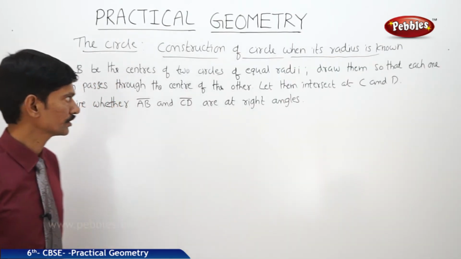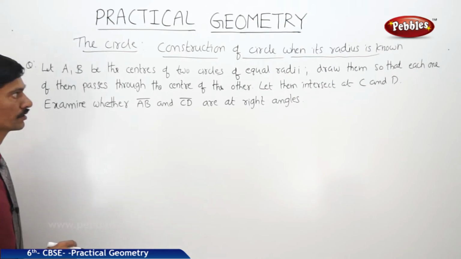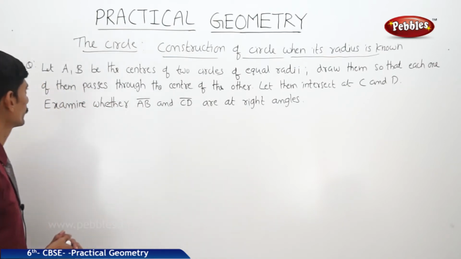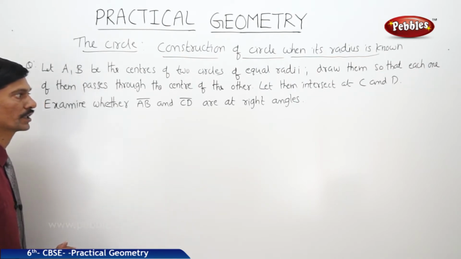Now let us see the next question. Let A, B be the centers of two circles of equal radii. Draw them so that each one of them passes through the center of the other. So let them intersect at C and D. Examine whether AB and CD are at right angles.